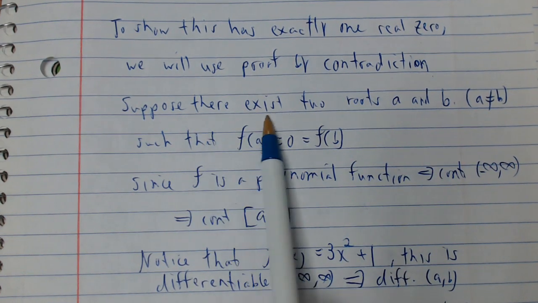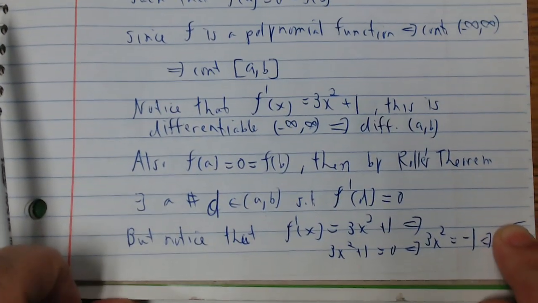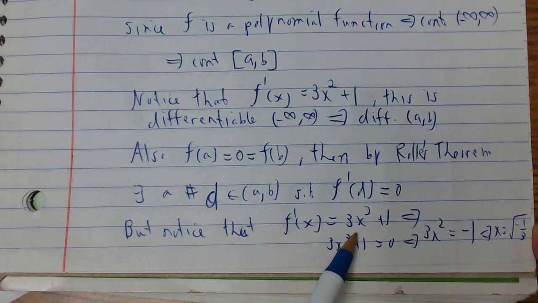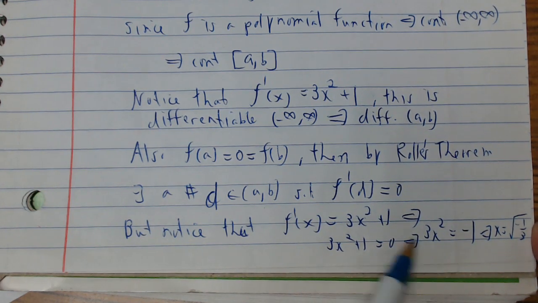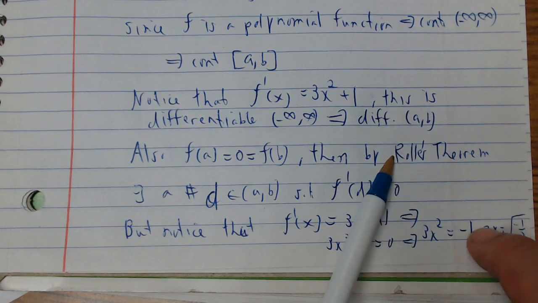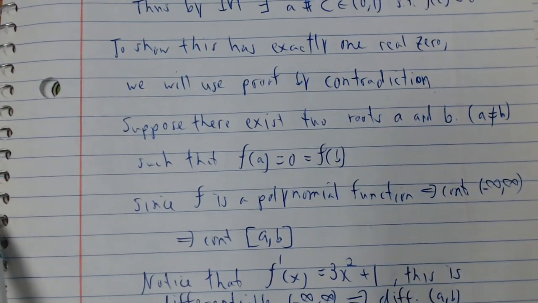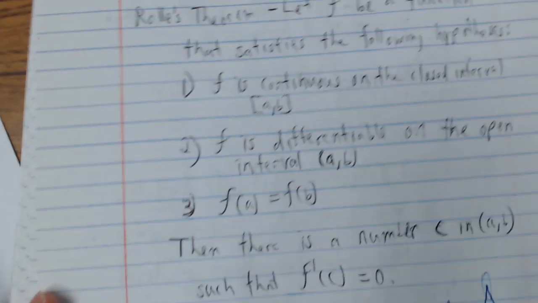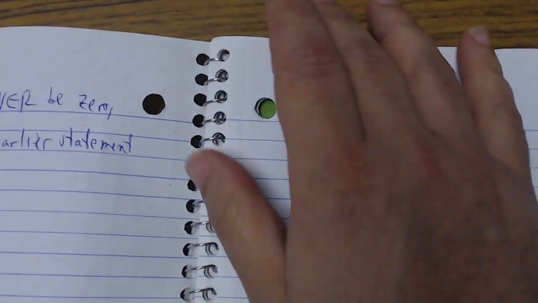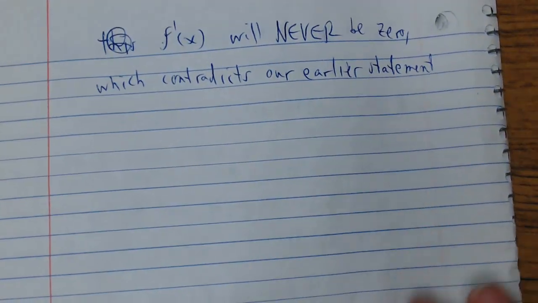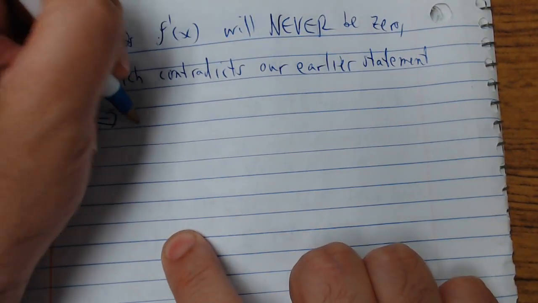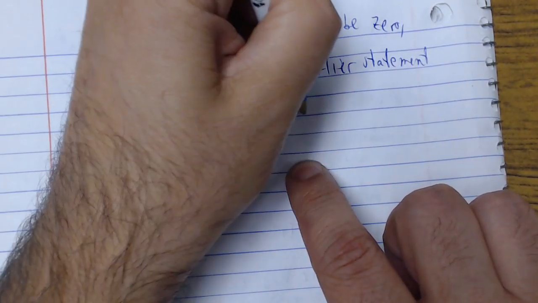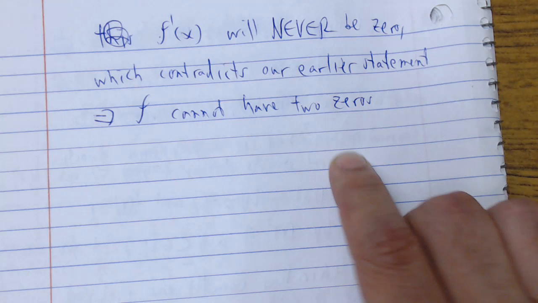So what does that mean? This assumption that I made allowed me to use Rolle's theorem, but then Rolle's theorem was contradicted when we tried to find the zeros of our derivative, which means since Rolle's theorem was contradicted, there was an assumption we made earlier that wasn't true, and the assumption we made is that A and B are two zeros of my function. So what does that mean? Basically, if I come back to this page here, this implies that f cannot have two zeros.